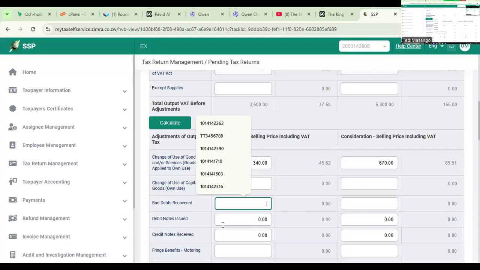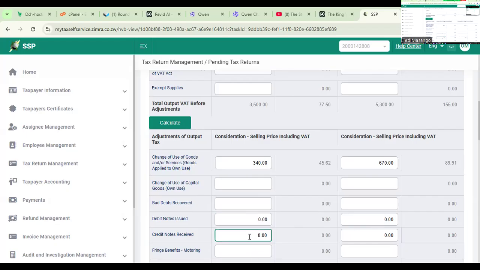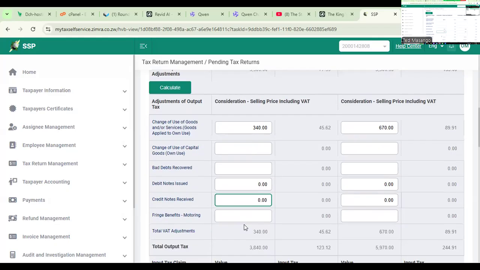Debit notes issued. The nature of a debit note to a customer is that you raise an invoice of 10,000, right? But later on you find that you undercharged. You were supposed to charge 11,000. So instead of doing another invoice, you do a debit note, which is an additional charge on the previous invoice that you did. So you could just put in the debit notes there. Then if you received any credit notes, you could just put them there.